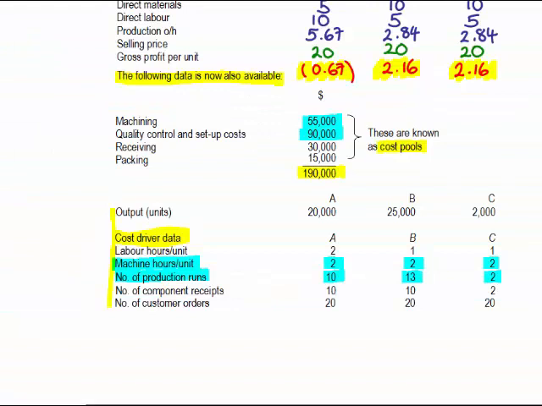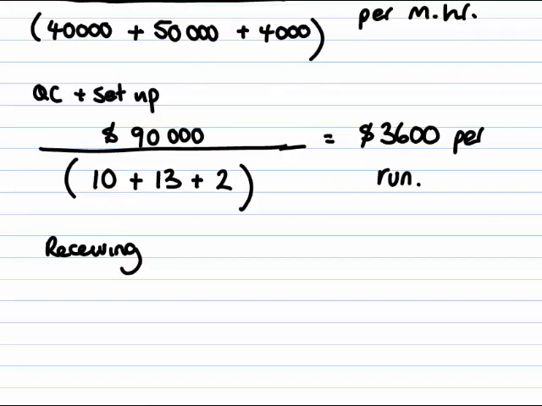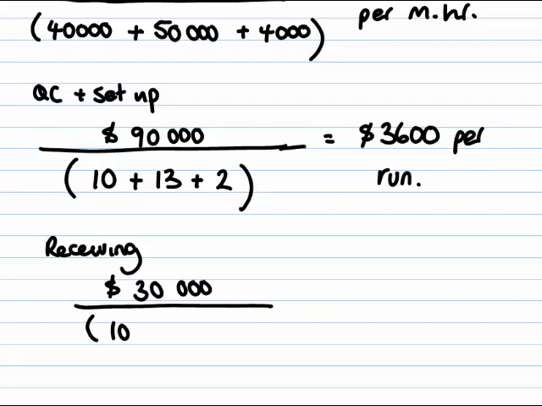Moving on then to receiving, so we've got $30,000 in there, so it's not too difficult. We've got the number of component receipts, and again that's not per unit, so that's in total. We've got 10, 10 and 2. So this one is $30,000, and we're going to divide that by 10 plus 10 plus 2, and that gives me $1,363.64 per receipt.